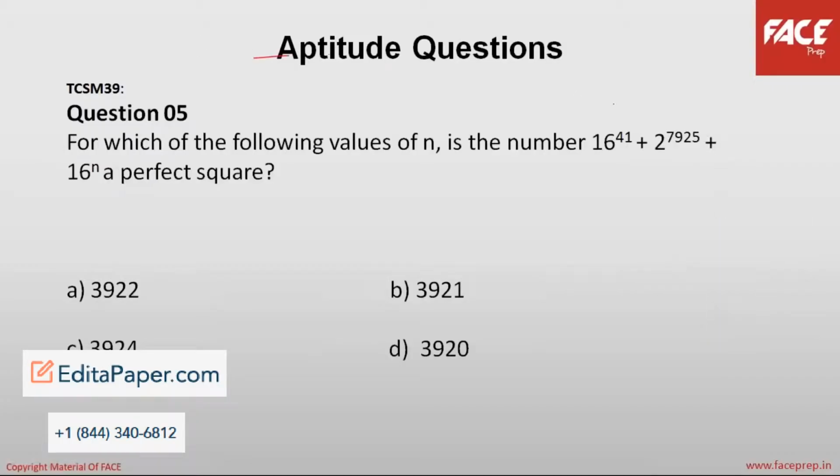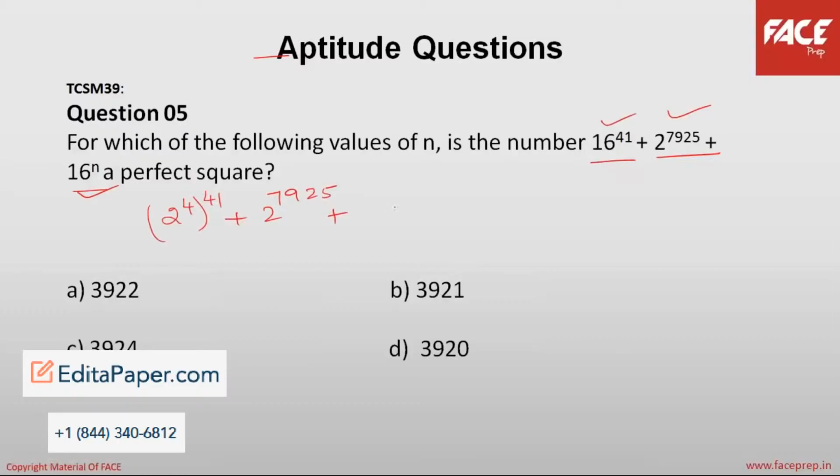So 16 power 41 plus 2 power 7925 plus 16 power n. We have three terms, 1, 2 and 3. Let me try to reduce this number into smaller powers of 2. So what is 16 power 41? Can I write it as 2 power 4 whole power 41? Yes. 2 power 7925 is already reduced to the simplest form.